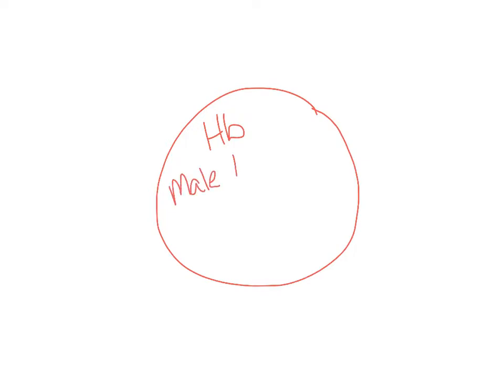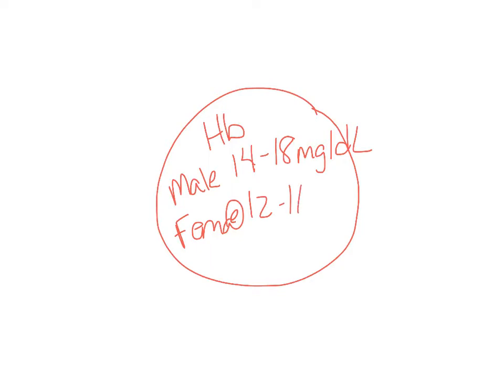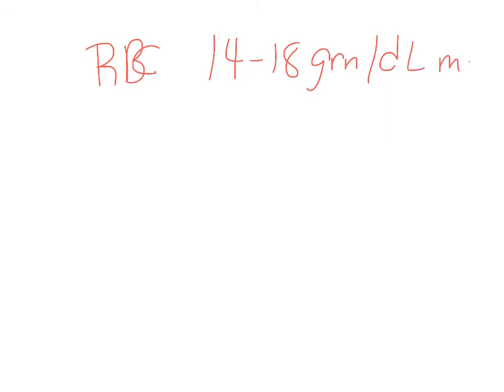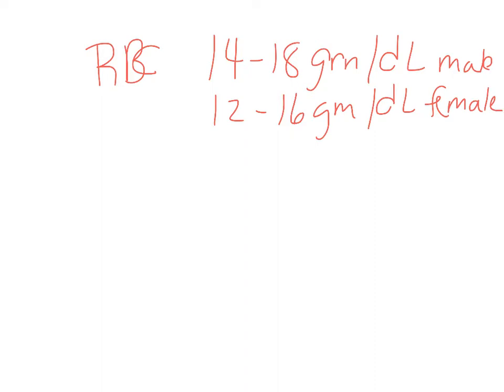In males, hemoglobin numbers are 14 to 18 milligrams per deciliter. Okay? And in the female, the hemoglobin is 12 to 16 milligrams per deciliter. So you just want to know those amounts. So each red blood cell then contains 14 to 18 grams per deciliter in a male and 12 to 16 grams per deciliter in the females. We'll discuss in a little bit the differences between the males and the females in the blood.